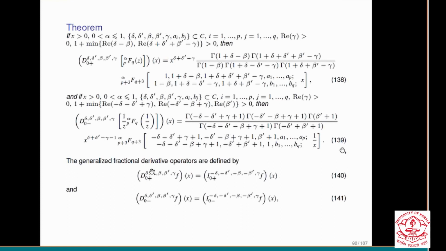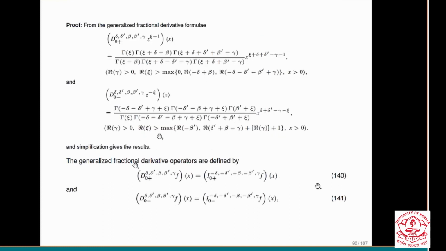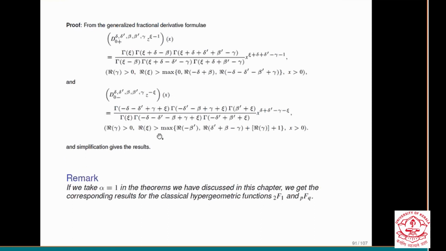This is 139. And here we use the generalized fractional derivative operator, which is defined like this. This is 140 and 141. So this can be given in this form, as well as this form. Clear. So for that, simply give the result.